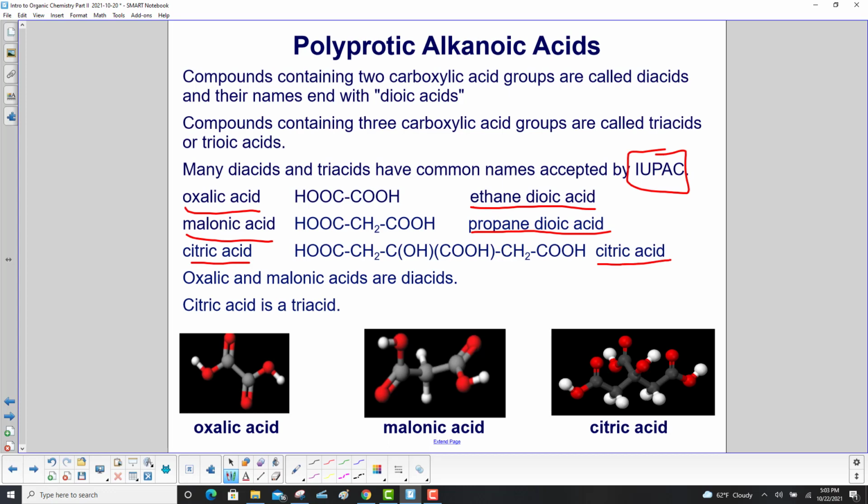Oxalic and malonic acids are diacids. Citric acid is a triacid. And here you can see 1, 2, 3. Malonic is a diacid. Here's our 2 groups.